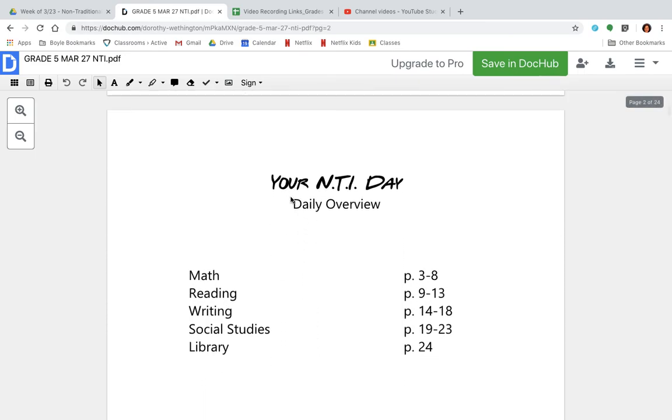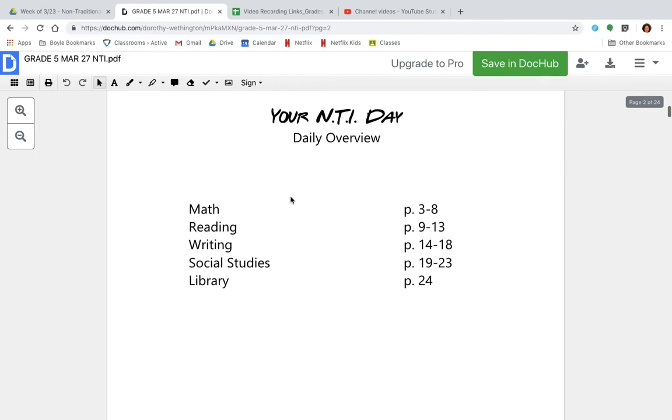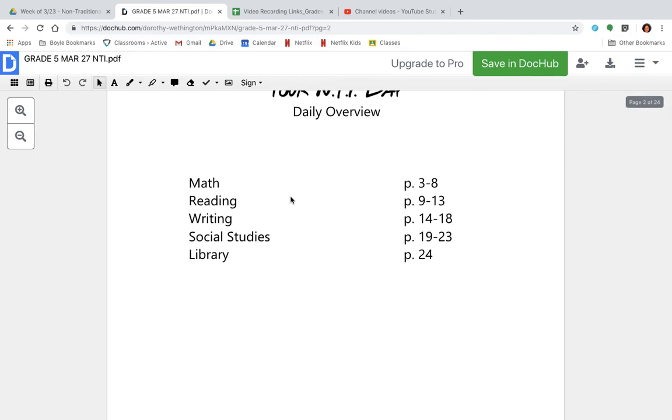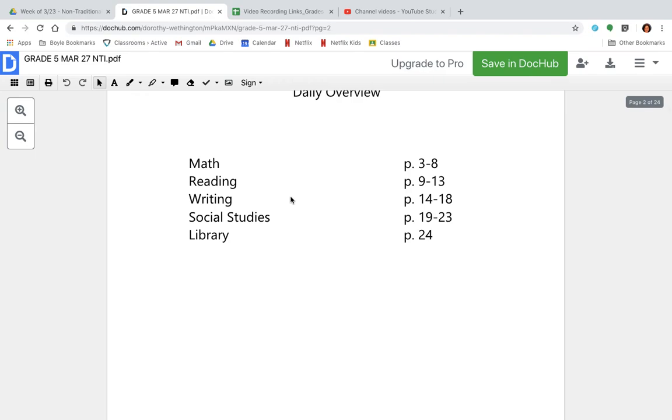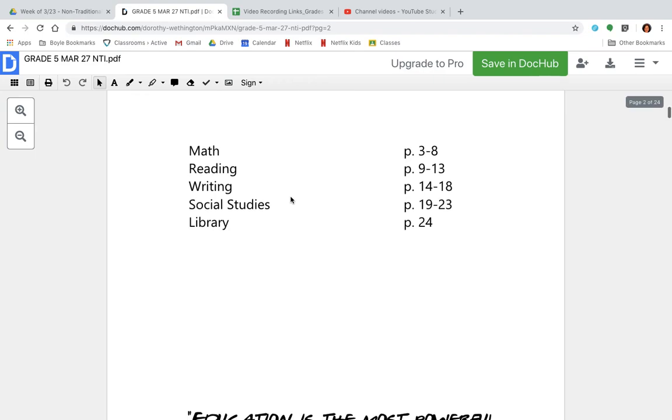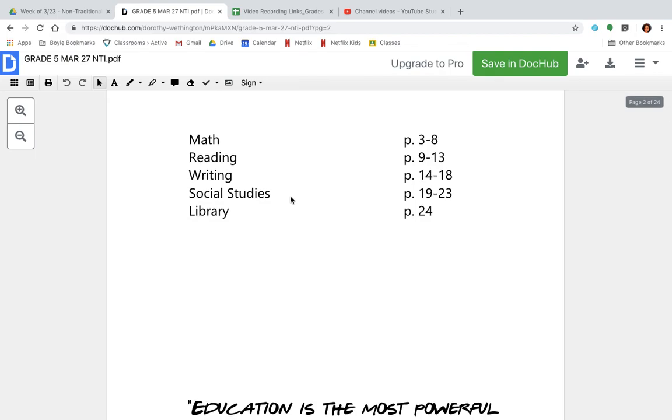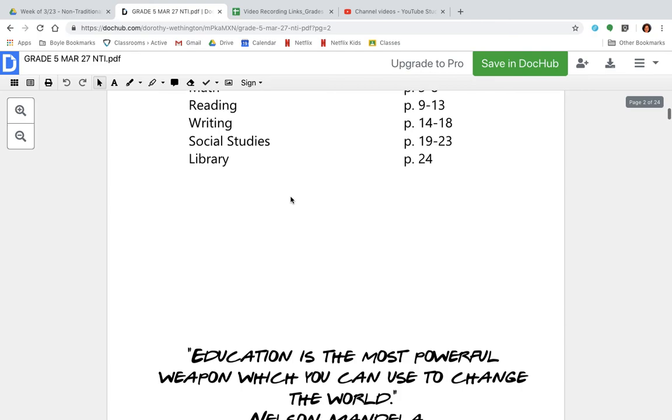Your NTI Day Daily Overview. Math, page 3 through 8. Reading, page 9 through 13. Writing, page 14 through 18. Social Studies, page 19 through 23. And Library, page 24.